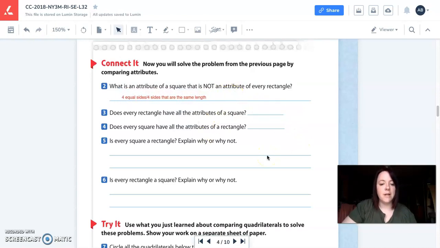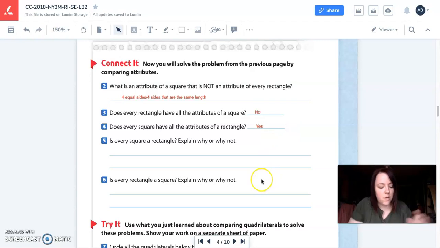Okay, does every rectangle have all of the attributes of a square? No, because a rectangle does not have 4 equal sides unless it's considered a square. Now, does every square have all of the attributes of a rectangle? Yes, they do, because a square is considered a rectangle. So we're going to write yes.